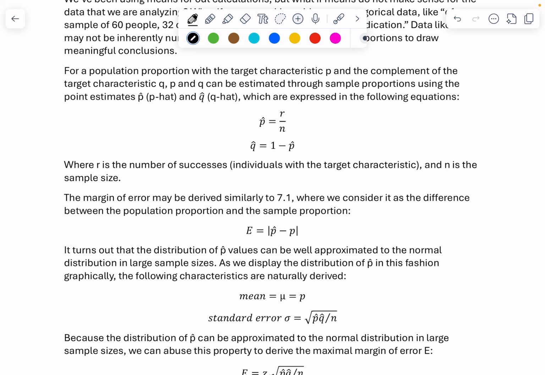And that's going to be known as Q. The proportion that has our target characteristic is going to be P. Target is P, does not have the target is Q.